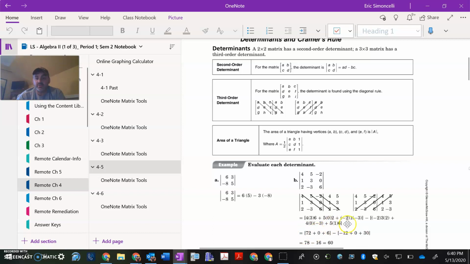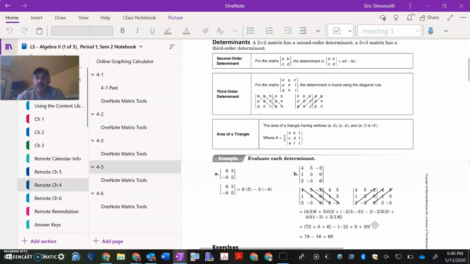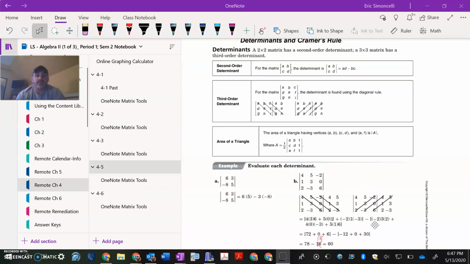You're going to subtract those two quantities, which they've done for you a little bit more in depth. And in full, you can see they made a mistake. The second number is 18, not 16. So the final answer ends up being 78 minus 18, which actually ends up being 60.